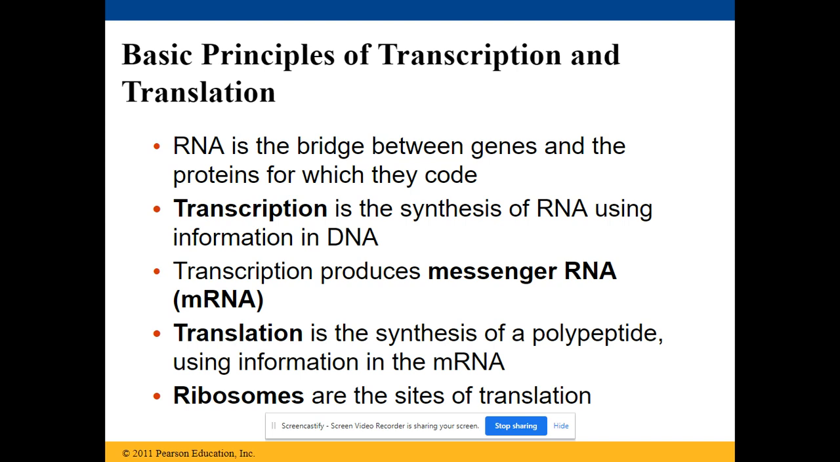The basic principles of transcription and translation: RNA is that first step. It's the bridge between genes and the proteins for which they code. Transcription is the process that synthesizes RNA using the information from DNA. Transcription produces first a messenger RNA molecule. Translation then reads that RNA molecule and produces a polypeptide using the information carried by messenger RNA. Ribosomes are the organelles inside cells in which translation occurs.